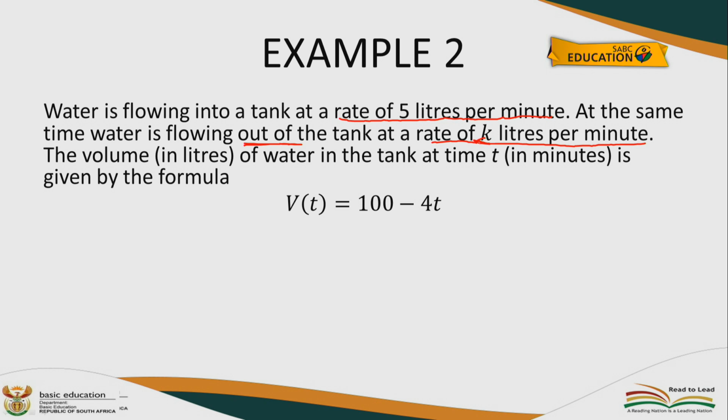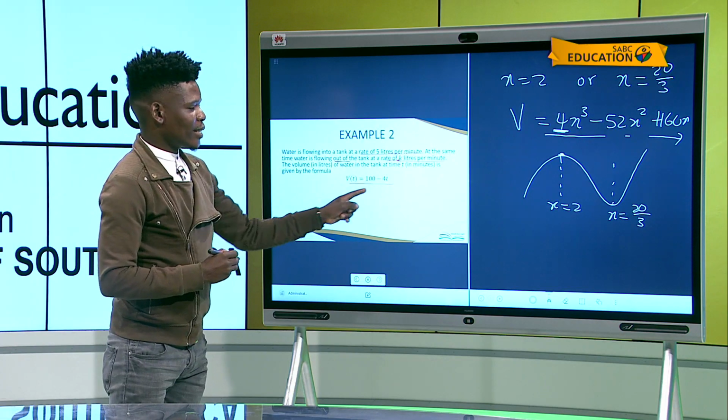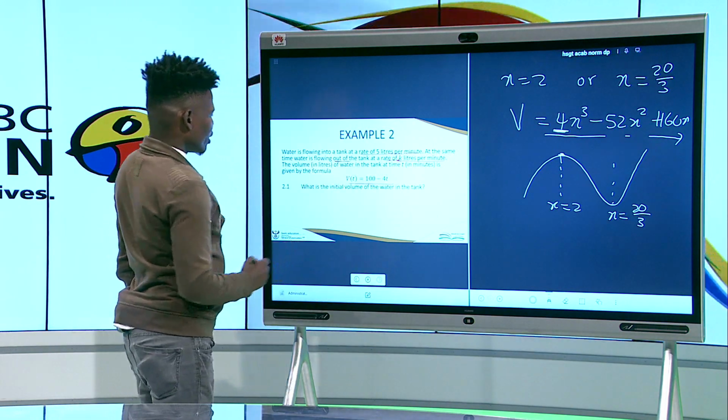Now, the volume in liters of water in the tank at any given time in minutes is given by the formula V(t) = 100 - 4t. So this is the expression that will give you the volume of the water in the tank. At any given time, if you want to know the volume of the water in the tank, that is the expression you would use. Now let us look at what the questions are.